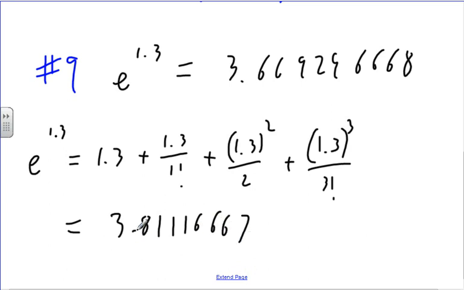3.811166667. I messed something up, because this can't be bigger than that one, because all these terms are positive. Oh, they are. Yeah, they're all positive. Would the second one be 2 factorial? No, this is 0 factorial. This would be 1. 2 factorial is 2. Sorry.